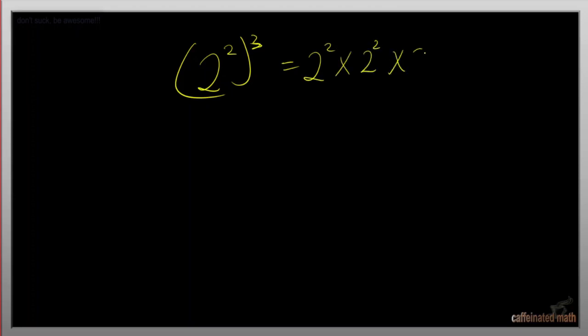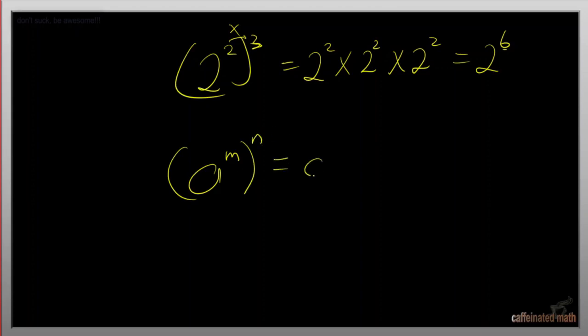Then we have our power law. What if we have 2 to the power 2 to the power 2, or let's make it 3? Well, that's equal to 2 to the power 2 times 2 to the power 2 times 2 to the power 2. If we add them up, that's just 2 to the power 6. But we could have short-circuited that by multiplying, and that's what our power law says. If I have a to the power m, and I raise that entire power to another exponent n, I'm going to have a to the power m multiplied by n, as seen in this example over here, which we started with.